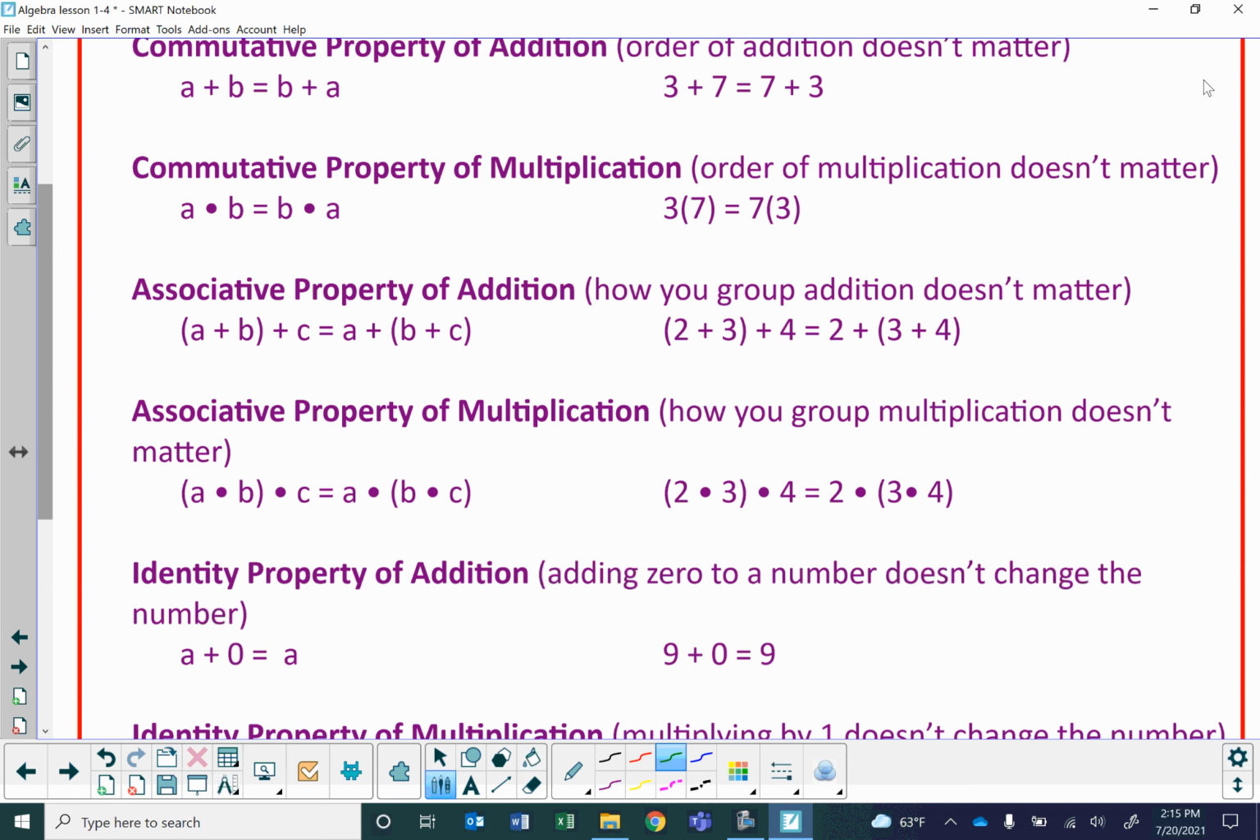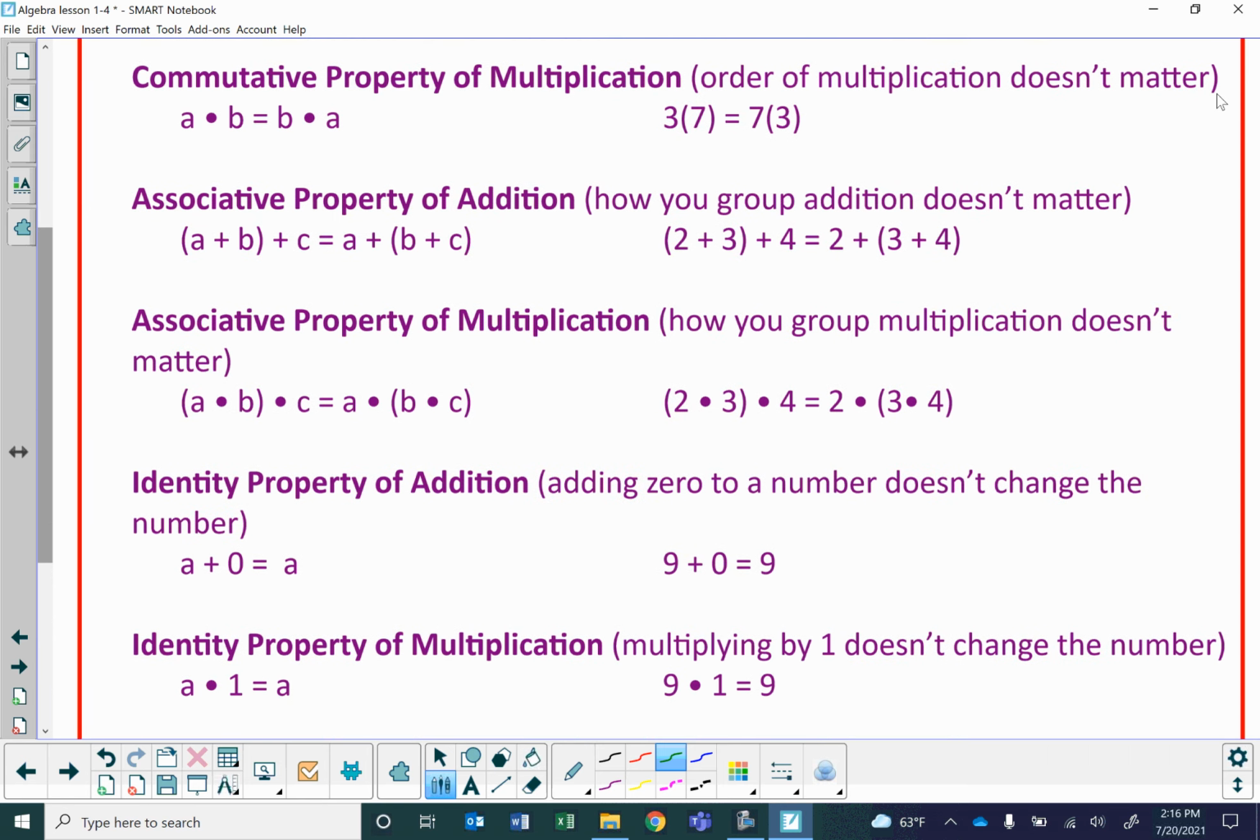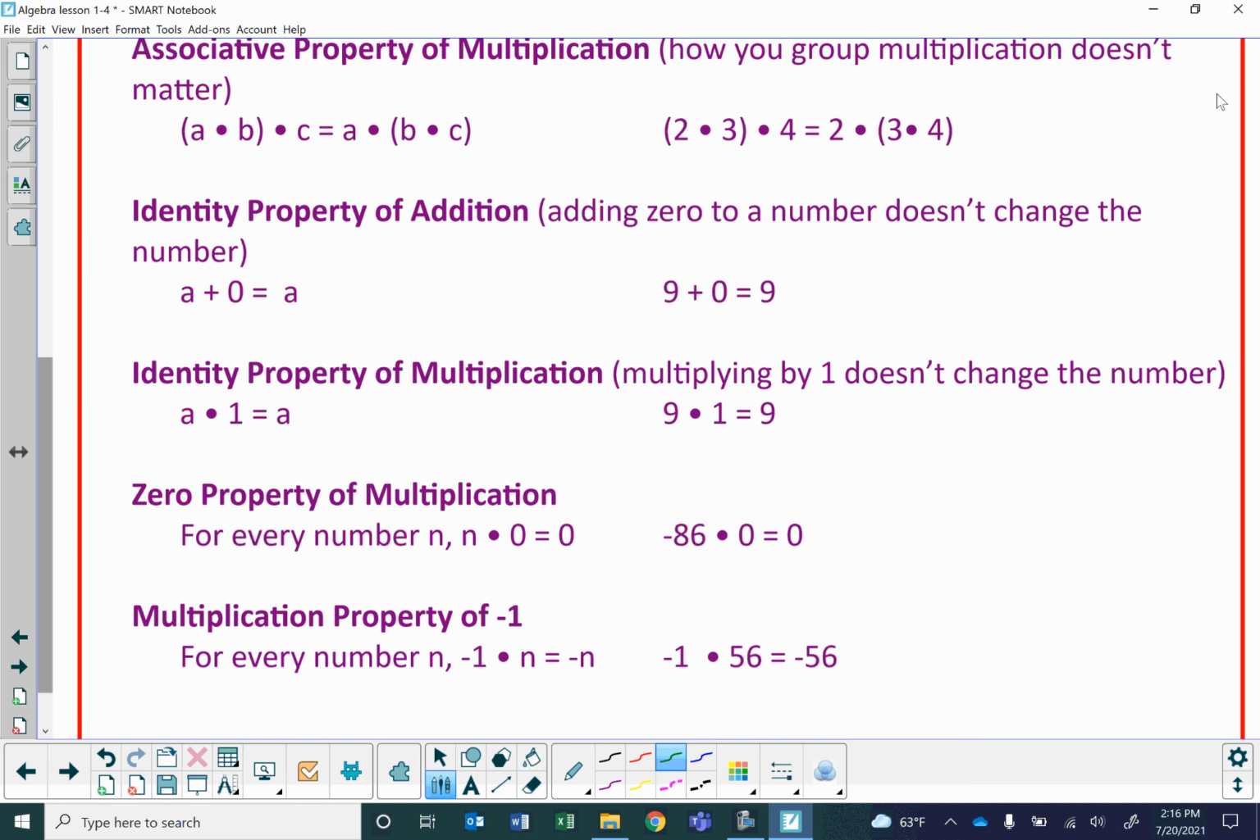I can do 2 times 3 first and then multiply that by 4. So 2 times 3 is 6. 6 times 4 is 24. Or I can multiply 3 times 4 first, which is 12, multiply that by 2, and I still get 24. We also have the identity property of addition. This says that adding 0 to a number doesn't change the number. A plus 0 equals A, 9 plus 0 equals 9. Adding 0 to something does not change it. That's the identity property of addition.